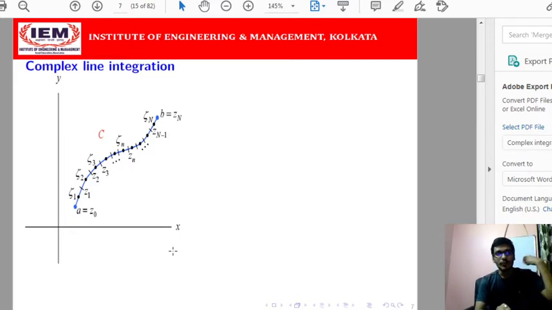In the case of line integration in multivariable calculus, we took the independent variable along a particular real line. Here we will consider the integration along the path, along the curve that is given in the z plane, because the z plane is nothing but our independent variable. We need to find the integration in the z plane.